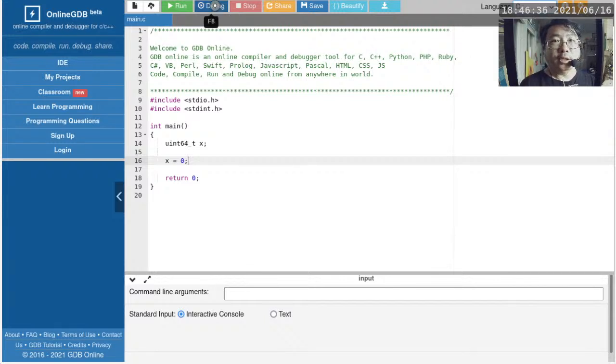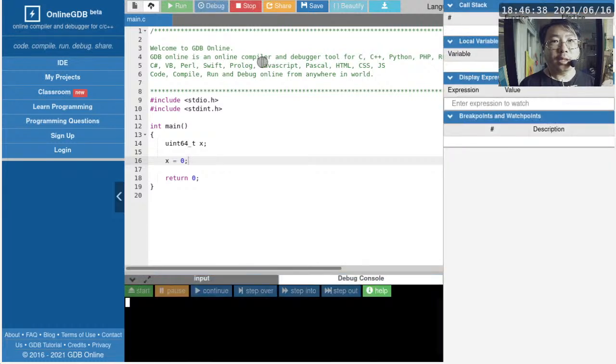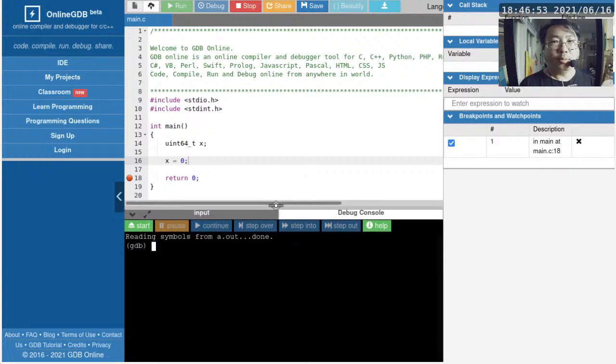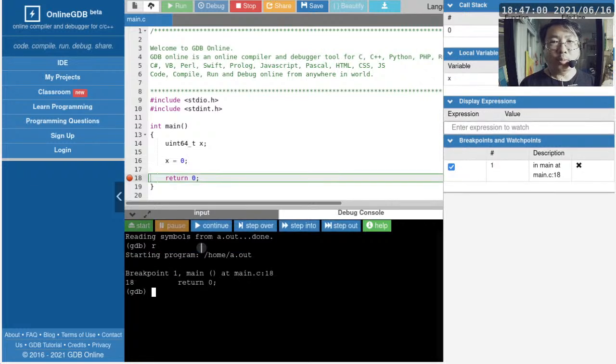And we're going to use the debugger. Just click on debug, and now we have the debugger prompt. I'm going to put a breakpoint here on line 18, just so that I can pause the program's execution at some point. I'm going to bring the debugger window up a little bit. So I'm going to run the program, R for run, and now it is at a breakpoint. Now at a breakpoint, I can print the value of x, which is also displayed on this side.